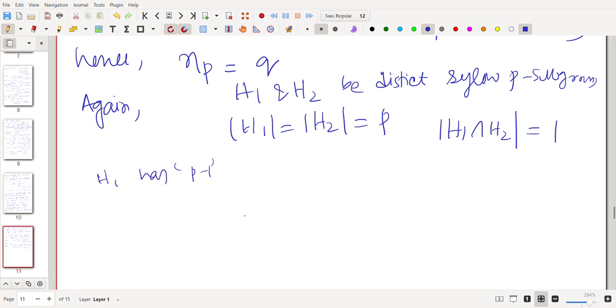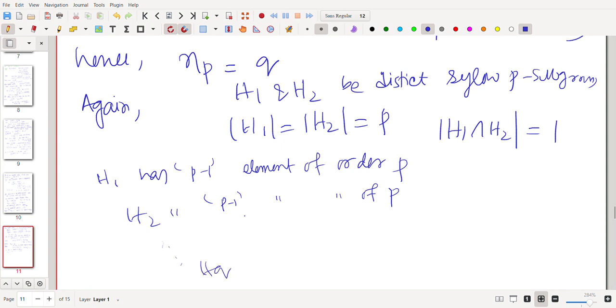So H1 has p minus 1 elements of order p, and H2 has p minus 1 elements of order p, and all these elements are distinct, because any two distinct Sylow subgroups intersect just trivially, so there is no common element.